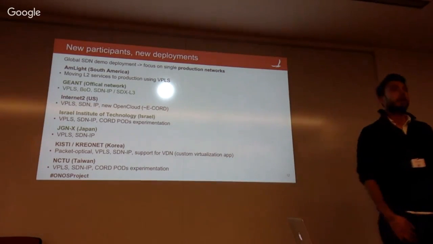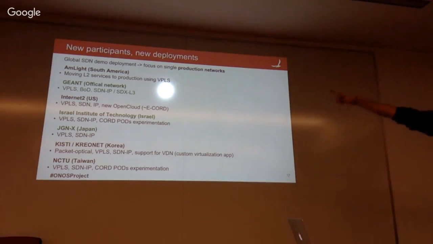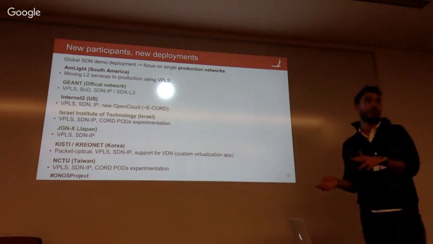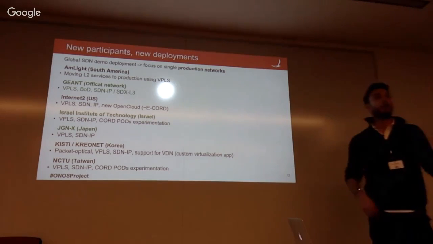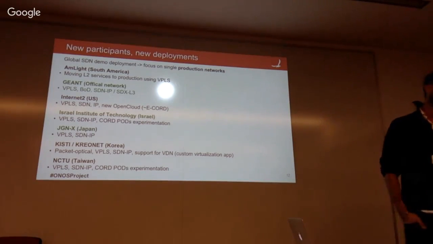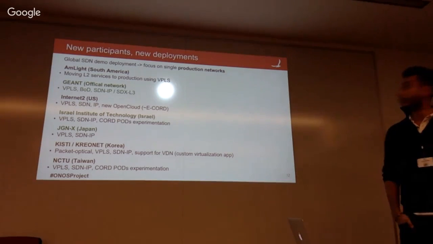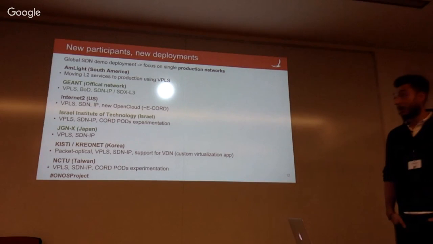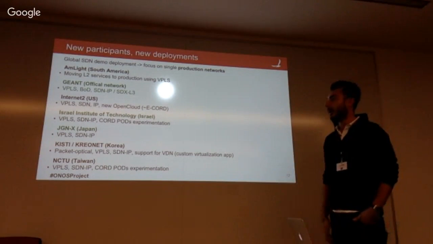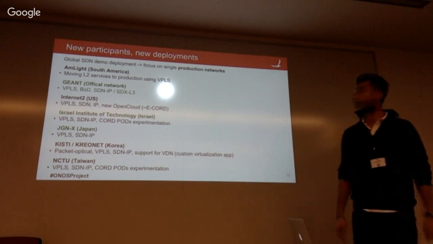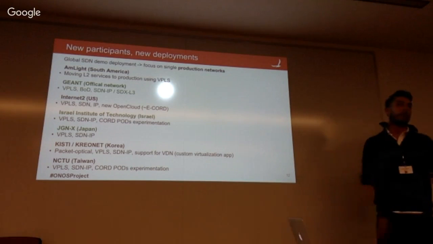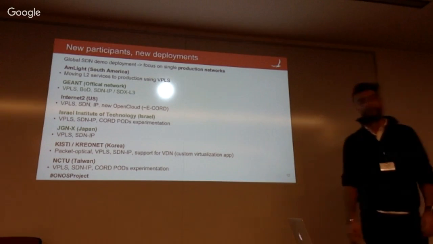And we have new participants. So I put GEANT in green, not because we didn't deploy before, but because we were just working on their testbed. Now the idea is to start to experiment in the laboratories all the new software developed and to move it hopefully soon in production. We are working with the Israel Institute of Technology, deploying also VPLS, SDN IP, and CORD. And finally, we are also deploying in Japan on JGN-X, which will cover a great part of Asia.